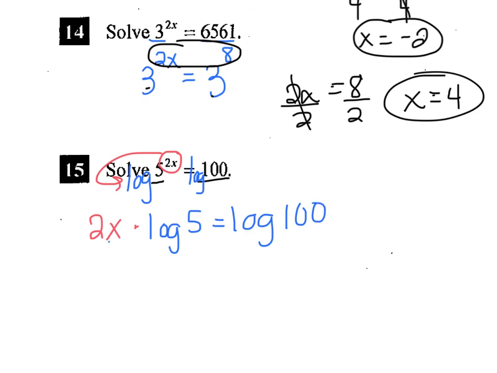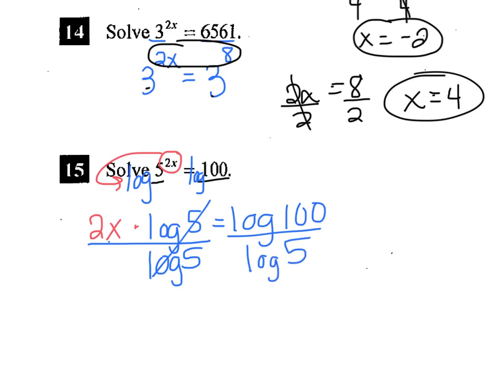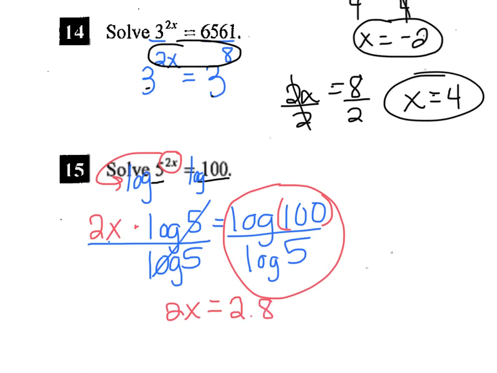So let's solve this thing for x. We need to get rid of the log 5, so we're going to divide by log 5. Gone. And we divide the other side by log 5. So we're left with 2x equals, when you type log 100 divided by log 5 in your calculator, don't forget to close the parenthesis after the 100. You get 2.86, and then when you divide both sides by 2, your answer is 1.43.